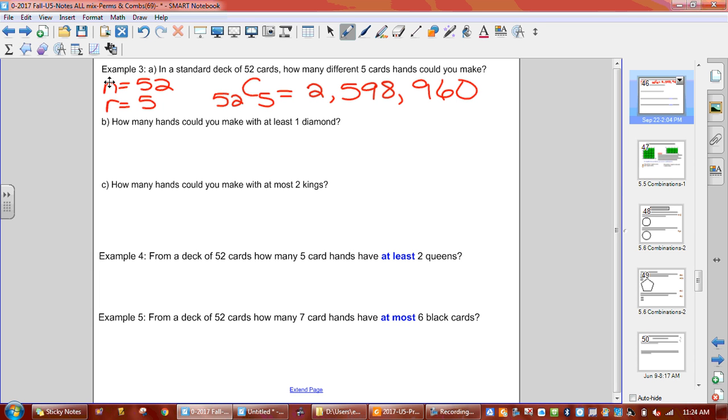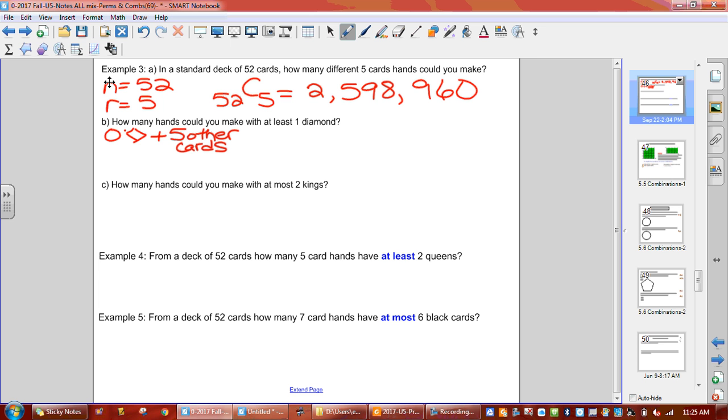Well, you've got to do every situation. So, we've got to do 0 diamonds plus 5 other cards. That's called the complement. I'm going to choose to find the complement and subtract it from the total that I found in A. Why would I choose to find the complement? It's the shortest way to answer the question.